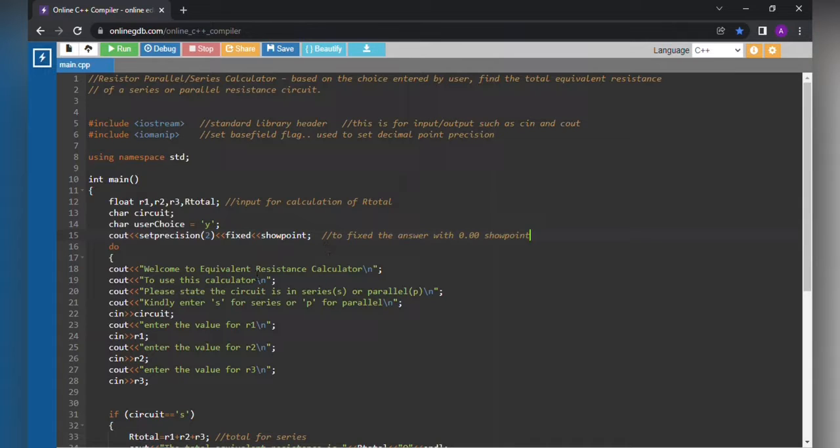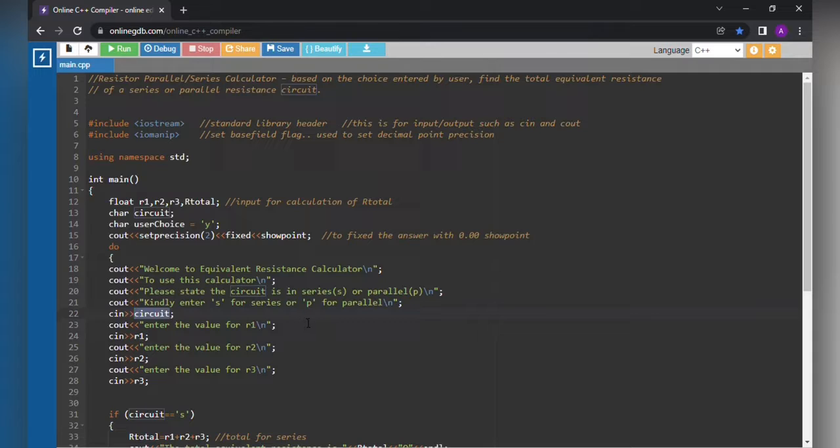After that, we will display a message that says welcome to the equivalent resistance calculator. To use this calculator, please state whether the circuit is in series or parallel. We will prompt the user to state this, which is here. Cin circuit means that when the user enters S or P, it will store the input from the user in circuit.